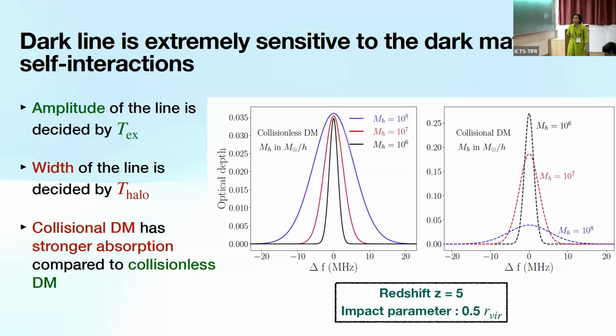Now, this is just to show you how the optical depth profile changes for two kinds of dark matter particles. So we find that this is sensitive to dark matter self-interactions. We have stronger absorption for more massive halos, just because the number density of dark matter particles increases. And if it is collisional dark matter, because for high mass halos the virial temperature is high, there are fewer particles in the ground state. So there is an opposite feature.